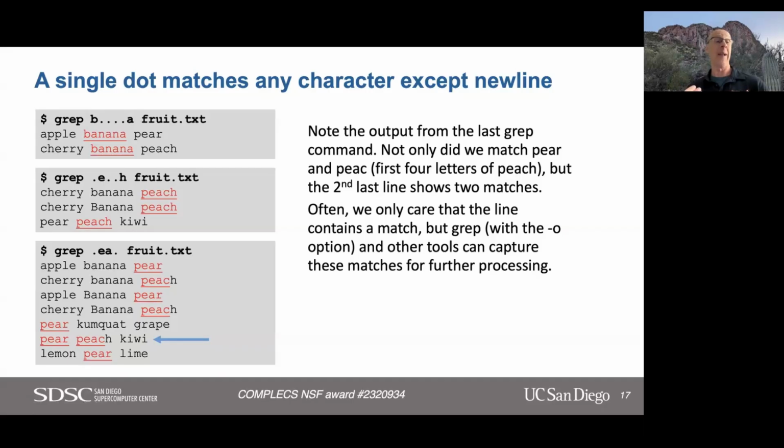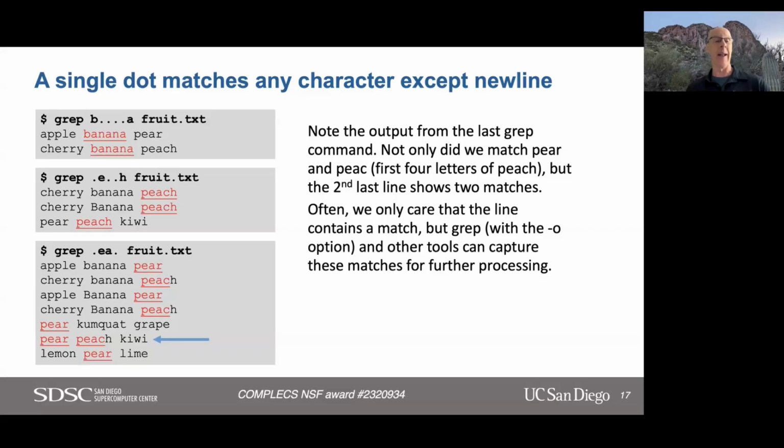So let's look at that first example. We have B dot dot dot dot A fruit dot text. So this is going to match any string consisting of a B followed by any 4 characters except new lines followed by A. So as we might expect from our fruit.text example, that's going to pick up apple, banana, pear, cherry, banana, peach. In the next example, I match any character followed by an E, any 2 characters, and then followed by an H. So here we pick up all the lines that contain peach.